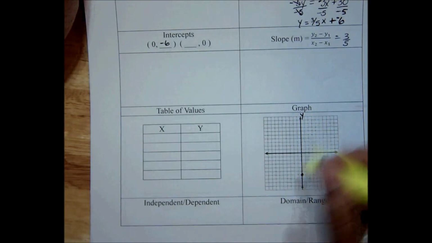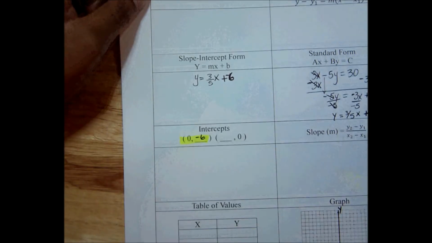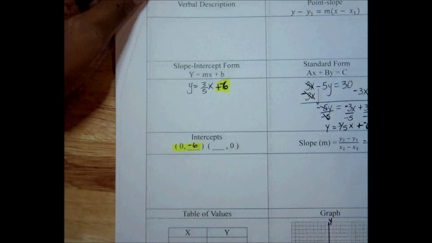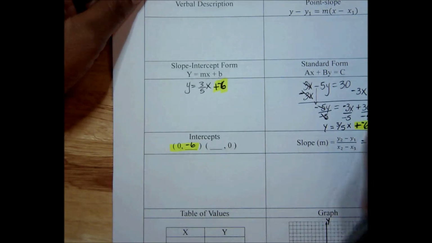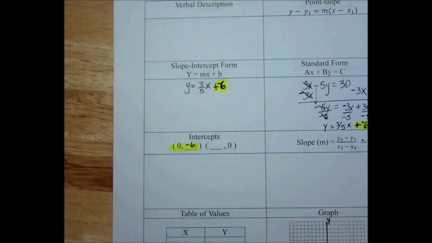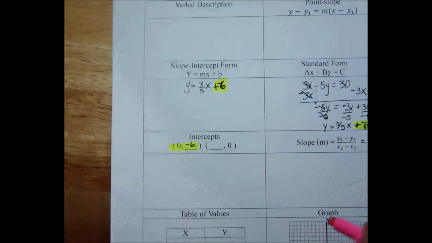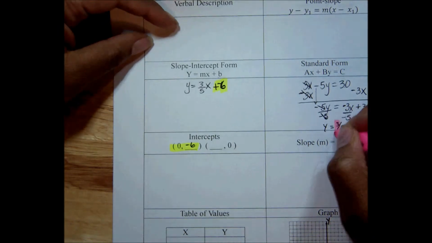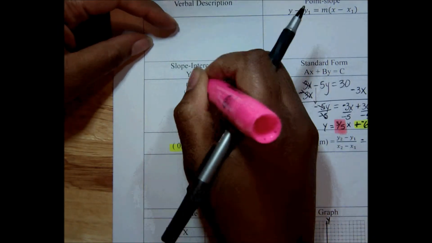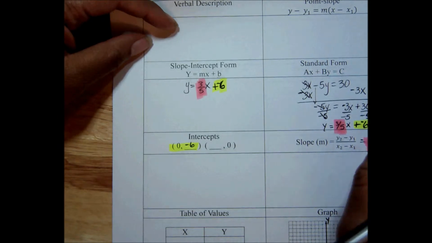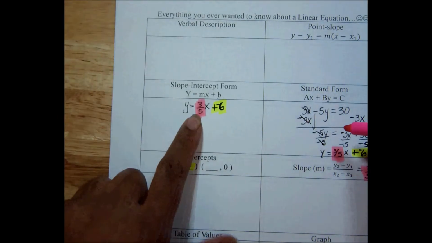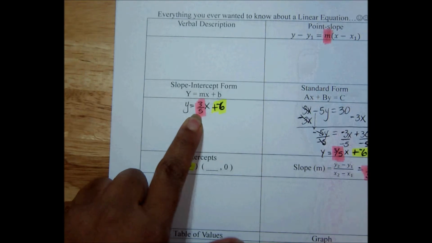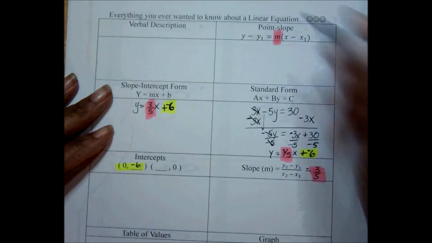So I'm going to take my highlighter, and if you have your highlighter with you, I'm going to highlight y-intercept, y-intercept, y-intercept. And I'm going to take my pink highlighter and highlight the slope. So slope, slope, slope. Guess where else my slope is? It's just right there.